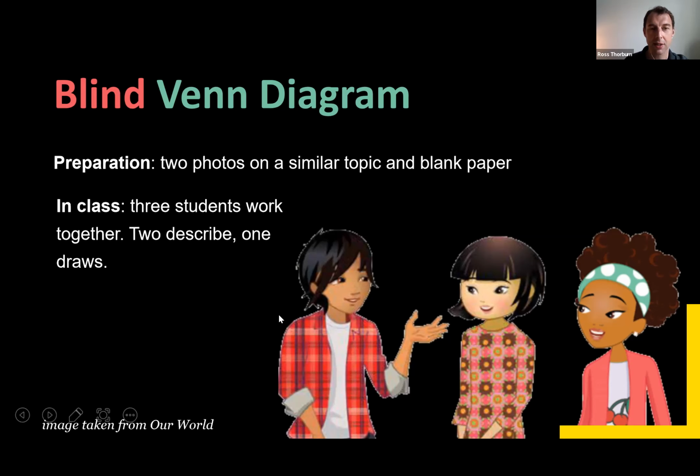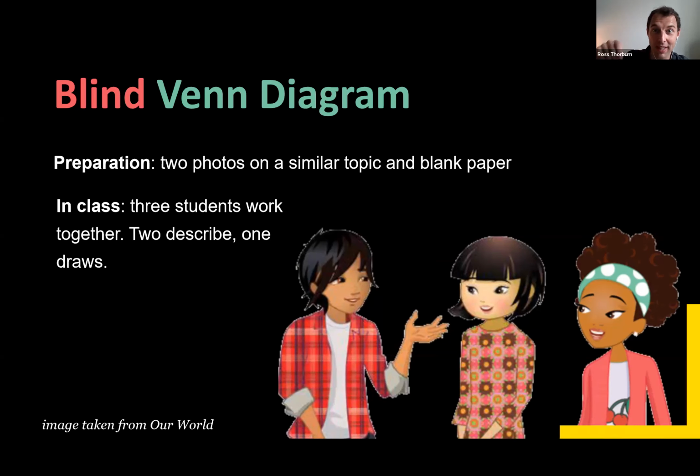And in class, you get students to work in groups of 3. So one student is writing the Venn diagram. One student is looking at photo number 1, and another student is looking at photo number 2. Those two students need to describe their photos, and the other student needs to record information about those photos in a Venn diagram. But no one can see all 3 things at once.